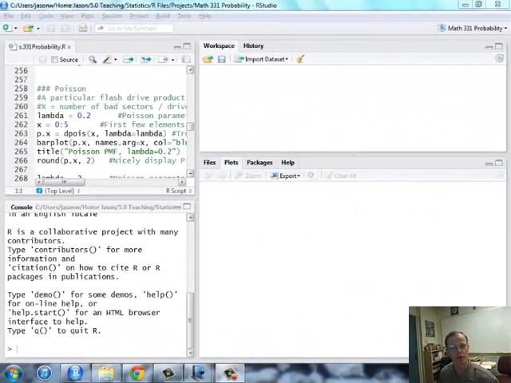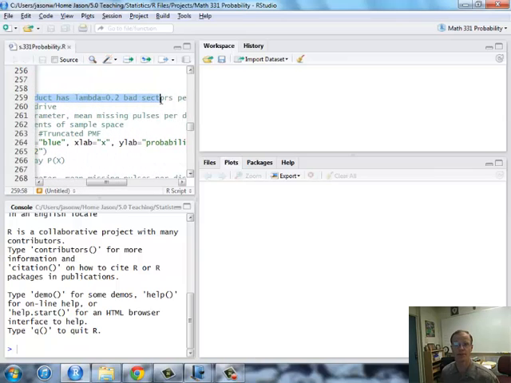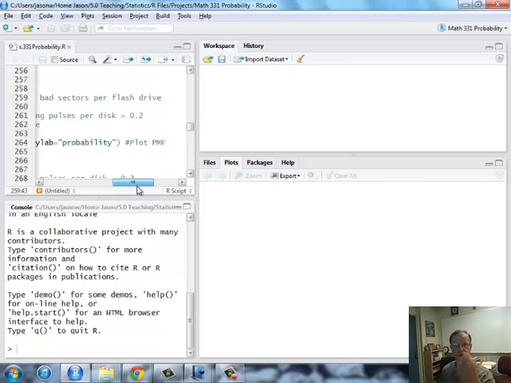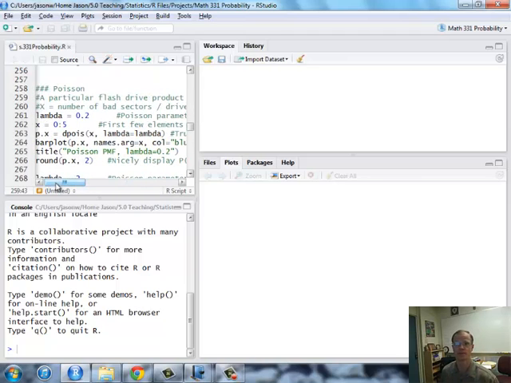To wrap up the Poisson, I'd like to consider the example in R. The scenario is that a particular flash drive product has, we'll use lambda equals 0.2 bad sectors per flash drive. So when you get a new flash drive, that's the number of bad sectors that you can expect on it. Probably don't have one, but out of 5, we would be expecting one.